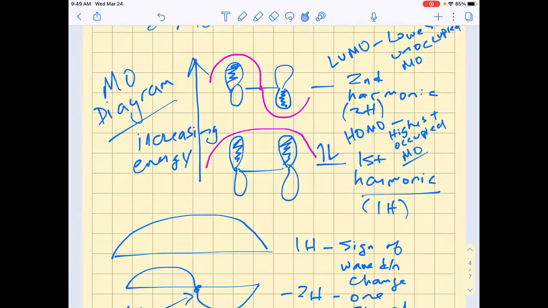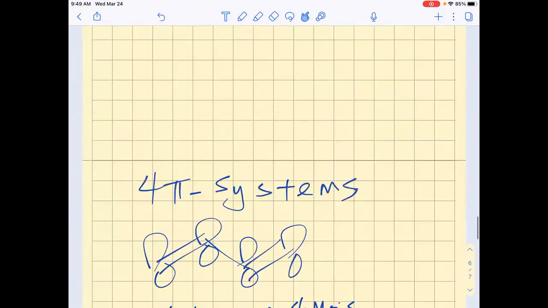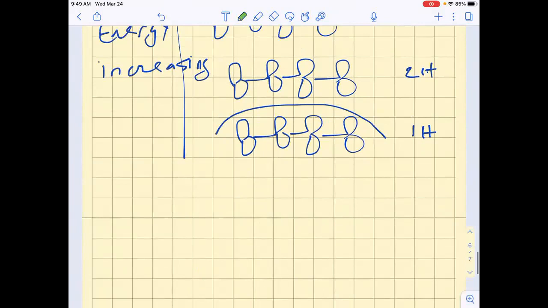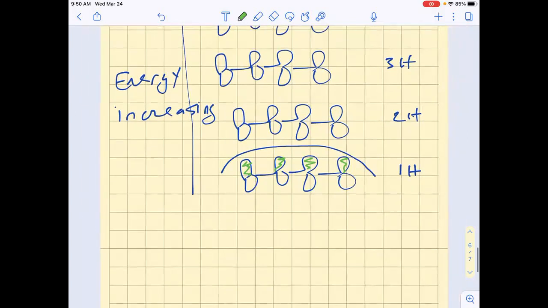That applies if I had 100 of those in the first harmonic, the sign of those lobes is never going to change. So down here, this is shaded, that's shaded, that's shaded, and that's shaded. They all have the same sign because the sign of the wave never changes. So the sign of your lobes is not going to change. What about in the second harmonic?